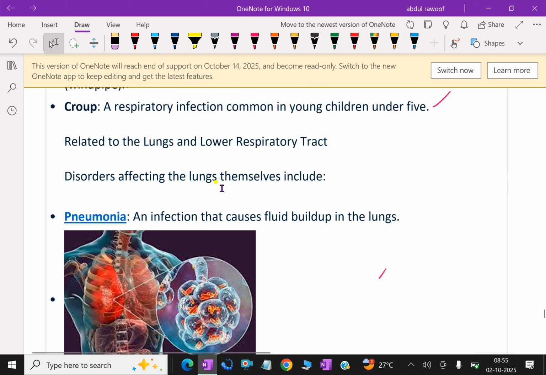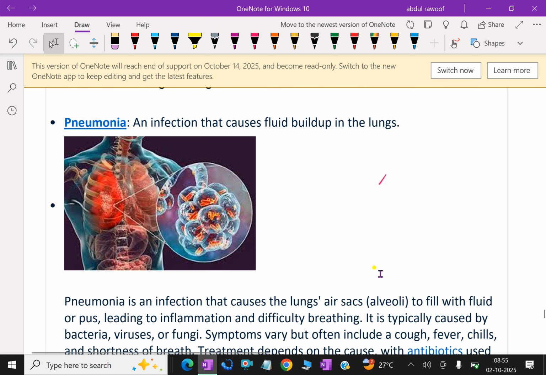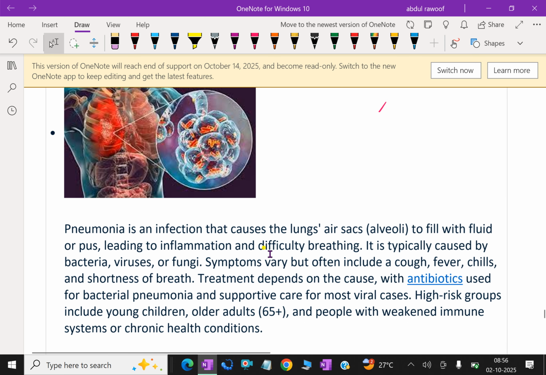Disorders affecting the lungs themselves include pneumonia, an infection that causes fluid buildup in the lung. Pneumonia is an infection that causes the lungs' air sacs, alveoli, to fill with fluid or pus, leading to inflammation and difficulty breathing. It is typically caused by bacteria, virus, or fungi.